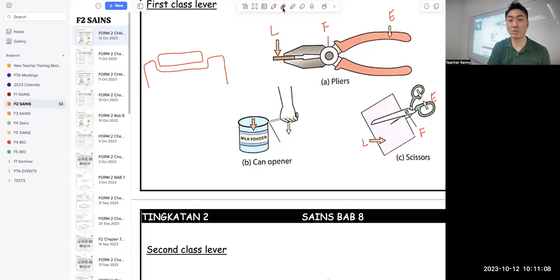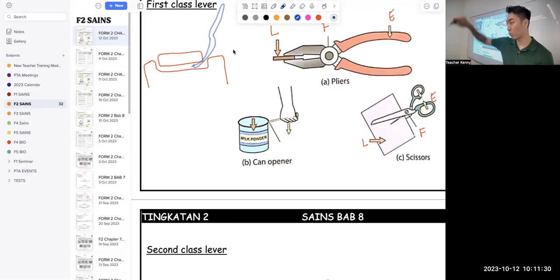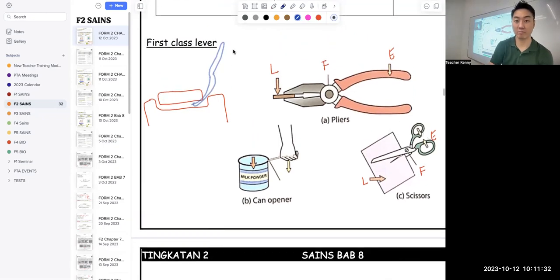So where do you put your spoon when you open your Milo tin? Your spoon is like that. Correct or not? Wow, that's a really weird looking spoon. You can imagine. So the spoon over here, correct? Now look at this whole spoon. When you push down, where is your effort? Here is where you place your effort, correct?